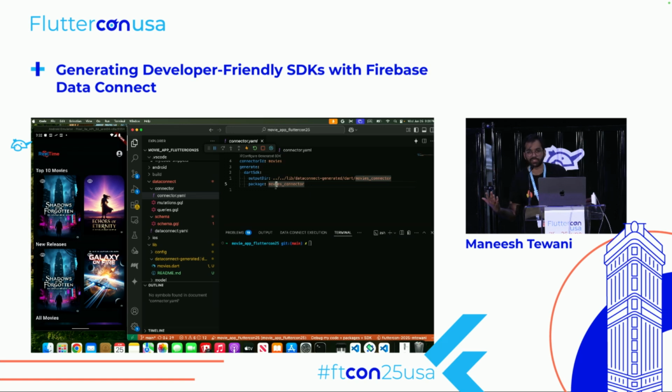So output directory, of course, is going to tell the compiler where exactly to generate that code. And the package is basically the name of the package that you're generating. So this all makes sense. And then let's actually take a look at the generated stuff.